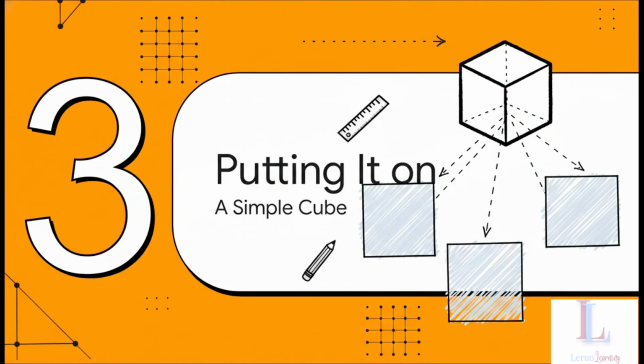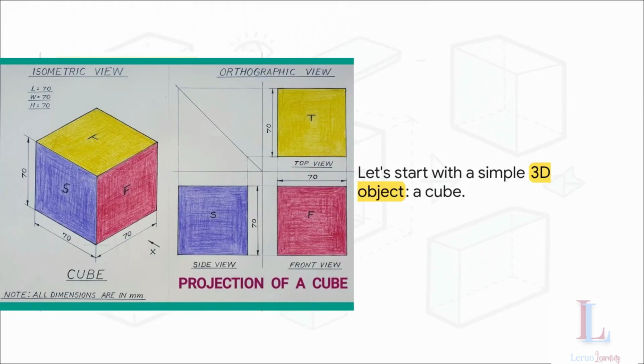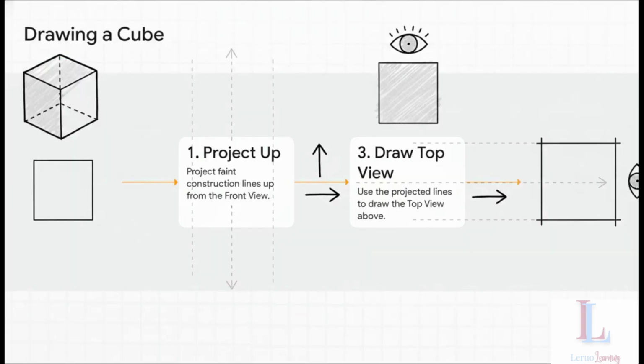All right, theory's great and all, but let's actually see how this works in practice. We're going to take a really basic shape and translate it into a proper orthographic drawing. We'll kick things off with the most fundamental 3D object there is, a simple cube. This is where you can really see how the three different views lock together to tell the complete story of an object. The process itself is just so logical. Check it out.